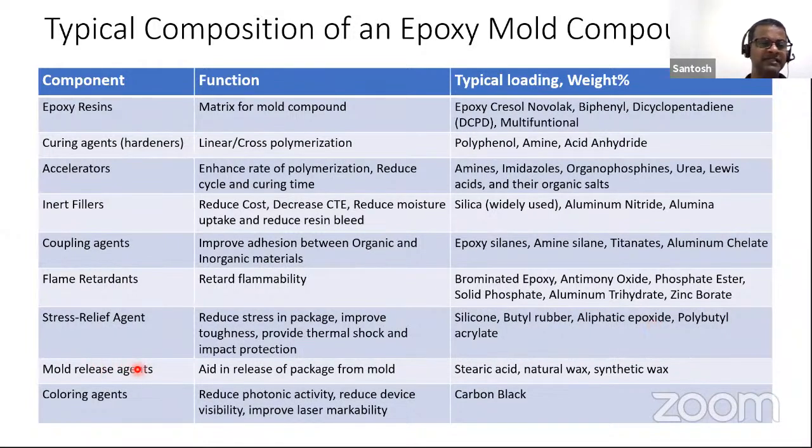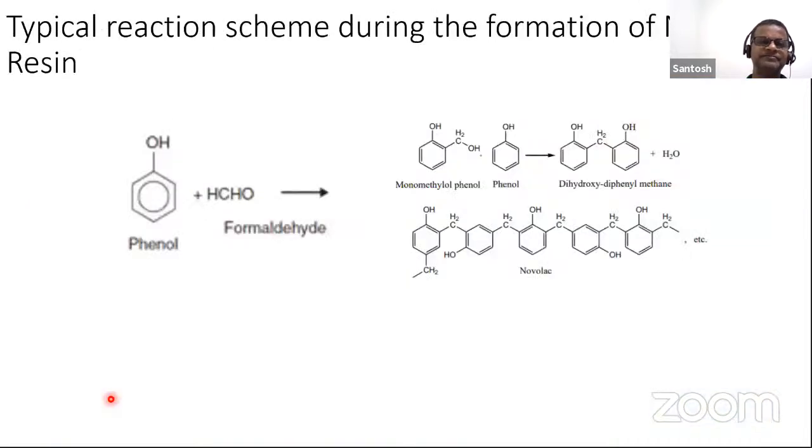Then we have mold release agents, because once you mold at high temperature, the package has to come out. We have stearic acid and natural waxes to act as mold release agents so that the package comes out easily at high temperature. Then we have coloring agents, which is typically carbon black, but it doesn't have to be black. It can be any other color, and in that case we have other colors to be used. This is a typical composition of mold compounds.